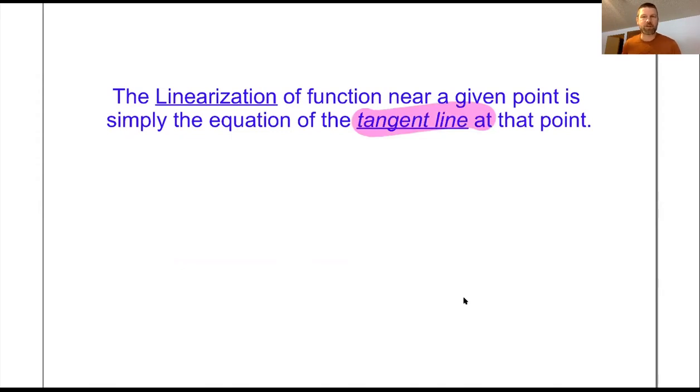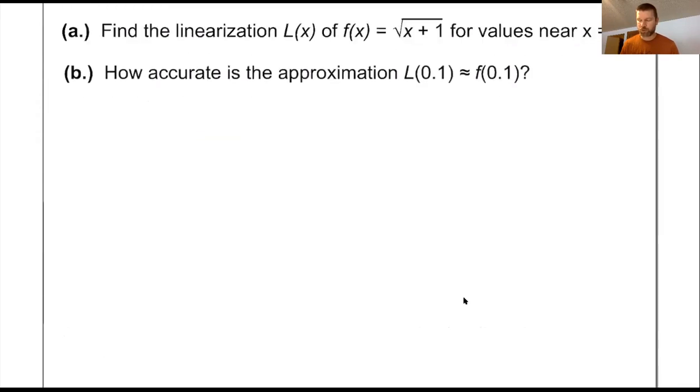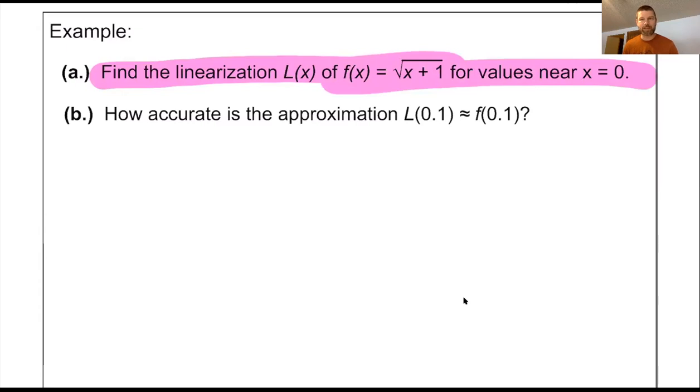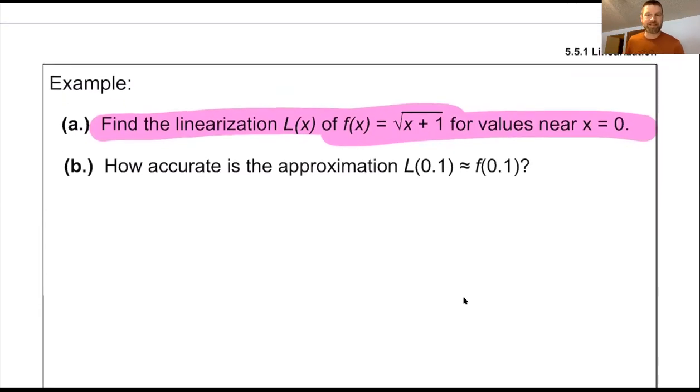So a linearization near a given point is just the same thing as finding a tangent line, which we've done for a while. So, an example. If you are asked to find the linearization of this equation for values near x equals 0, that's just the same thing as finding the tangent line for values near x equals 0. So, how do you find the equation of a tangent line? You need two things. You need a point, and you need a slope. The point is going to be 0, comma something.